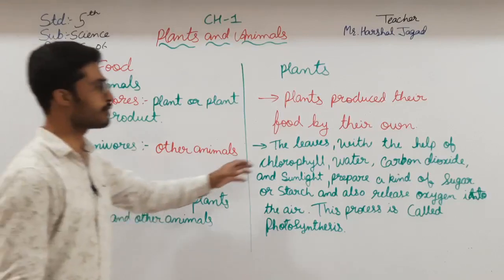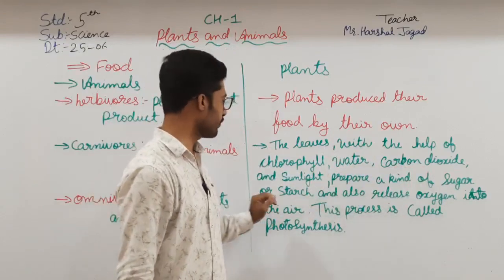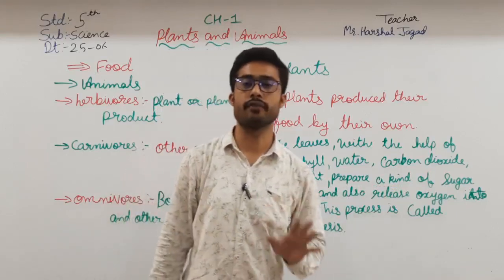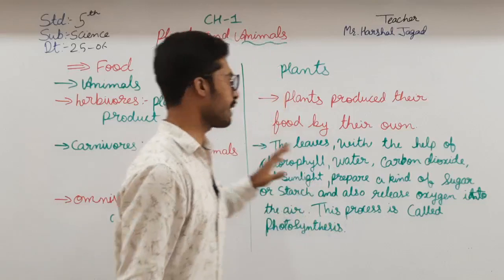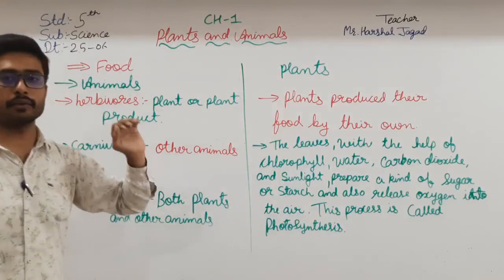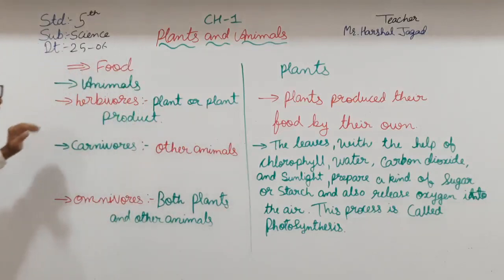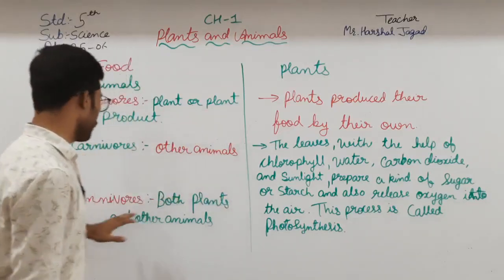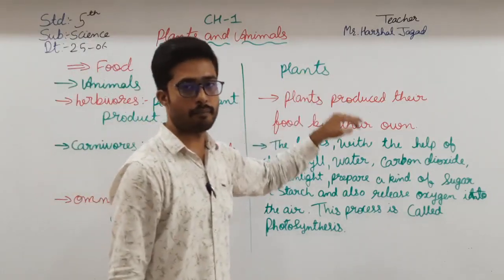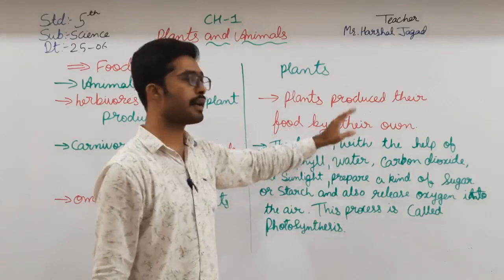The leaves with the help of chlorophyll, water, carbon dioxide and sunlight prepare a kind of sugar or starch and also release oxygen into the air. This process is called the photosynthesis process. So how do animals get their food? They are categorized into three types: herbivorous, which depend upon plants or plant products; carnivorous, which depend upon other animals; and omnivorous, which depend upon both plants and other animals. Now coming to the plants, how do the plants get food? Plants produce their food on their own.